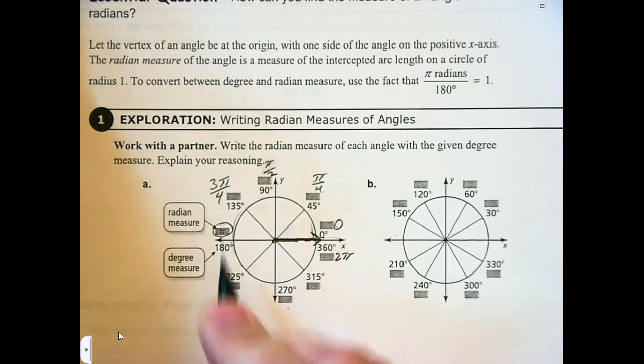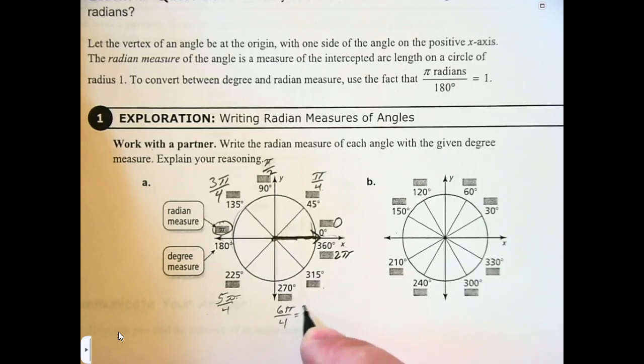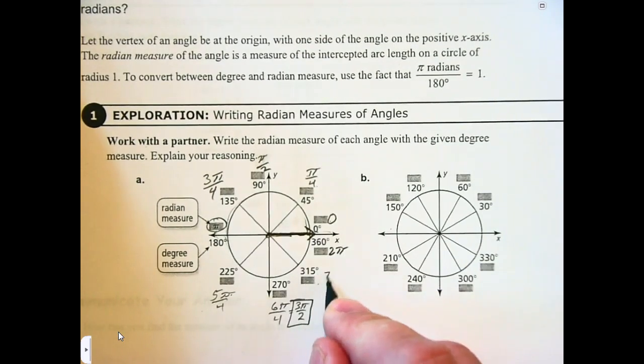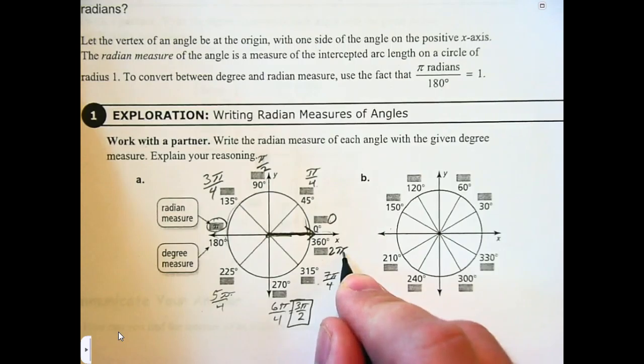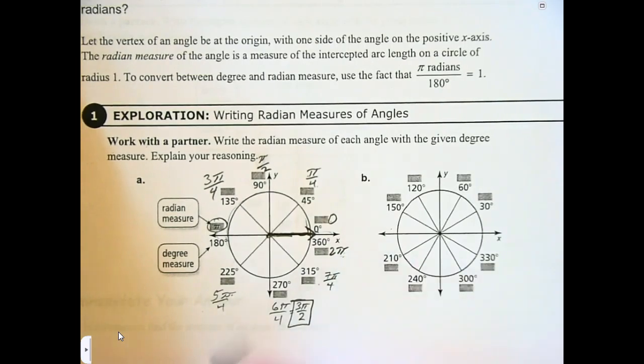So this is 4 pi, 5 pi over 4. 6 pi over 4. What is 6 pi over 4? Also 3 pi over 2, which we would want to use, the simplified version. This is 7 pi over 4, and this is 8 pi over 4, or 2 pi. Right? 8 divided by 4 is 2.